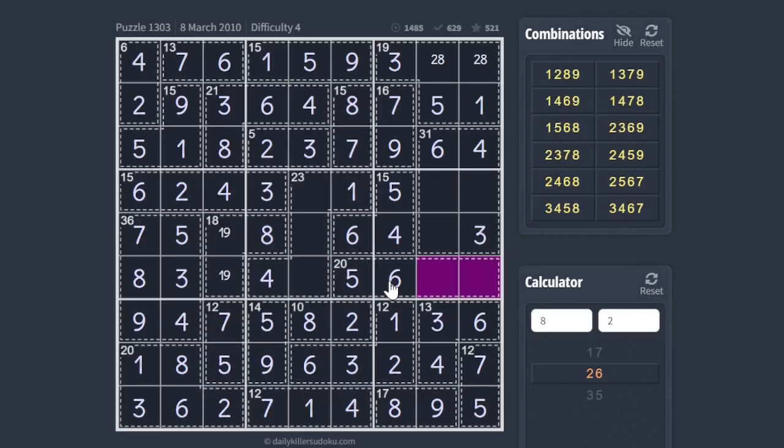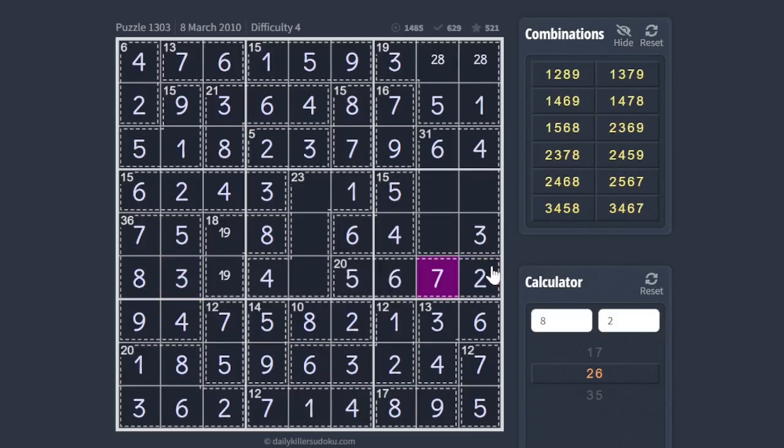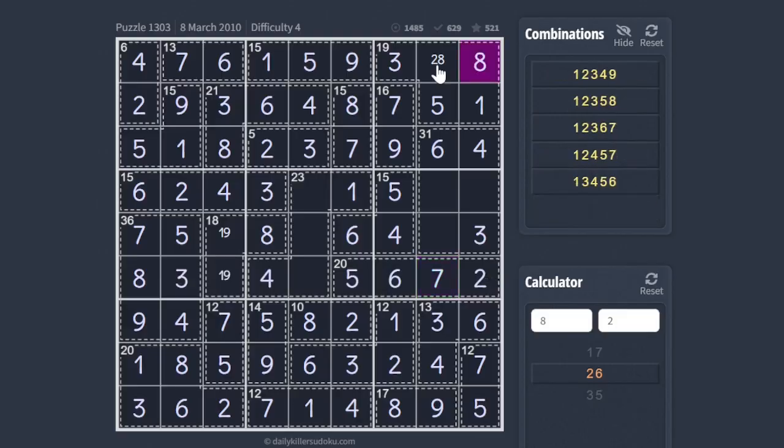So the 4, 5 is eliminated. The 3, 6 is eliminated. And the 1, 8 is eliminated. So this must be a 2, 7. We've got a 7 here, so this must be the 2, and this is the 7. This 2 turns that into an 8, and this is into a 2.